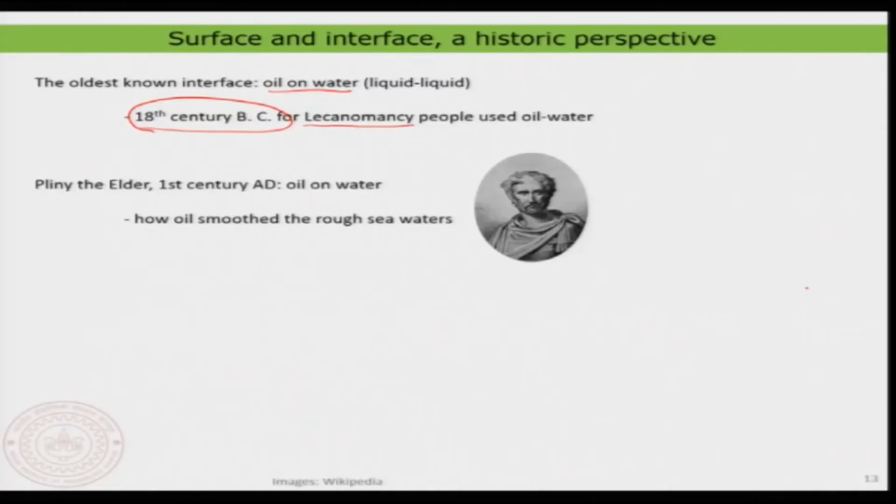So, one of the major important aspects was that the oil on water interface, which is of course one of the major liquid-liquid interfaces, was even used in some important applications, basically to smoothen the rough sea water, for example. So, to just decrease the waves on the shores and things like that.